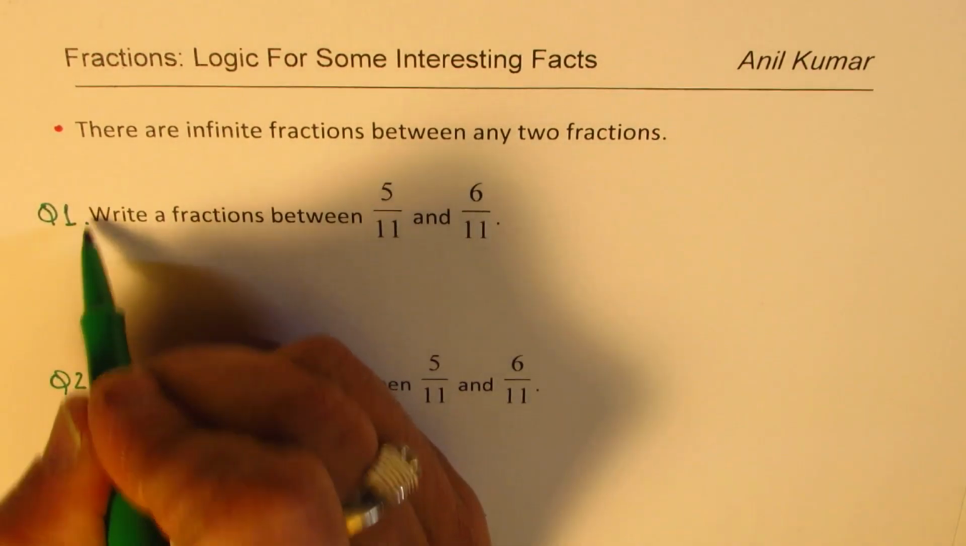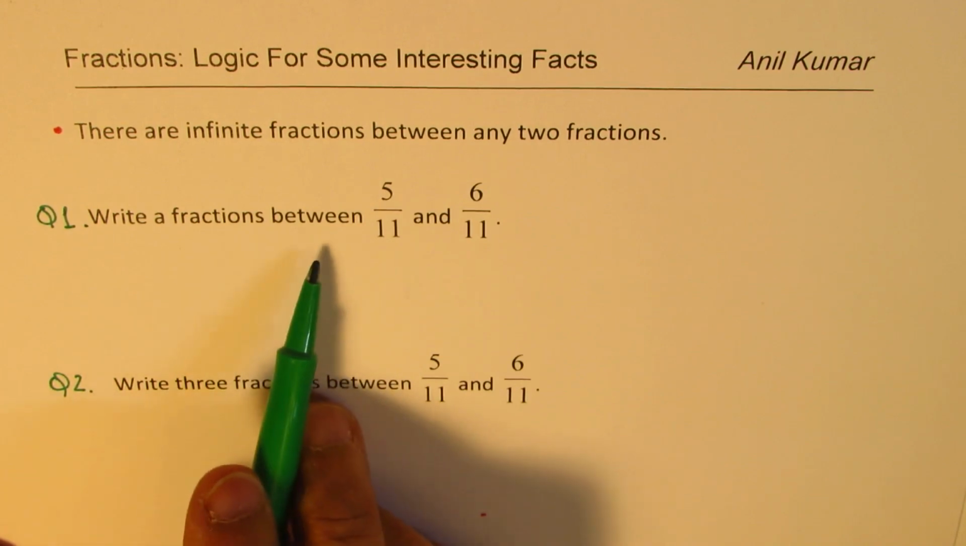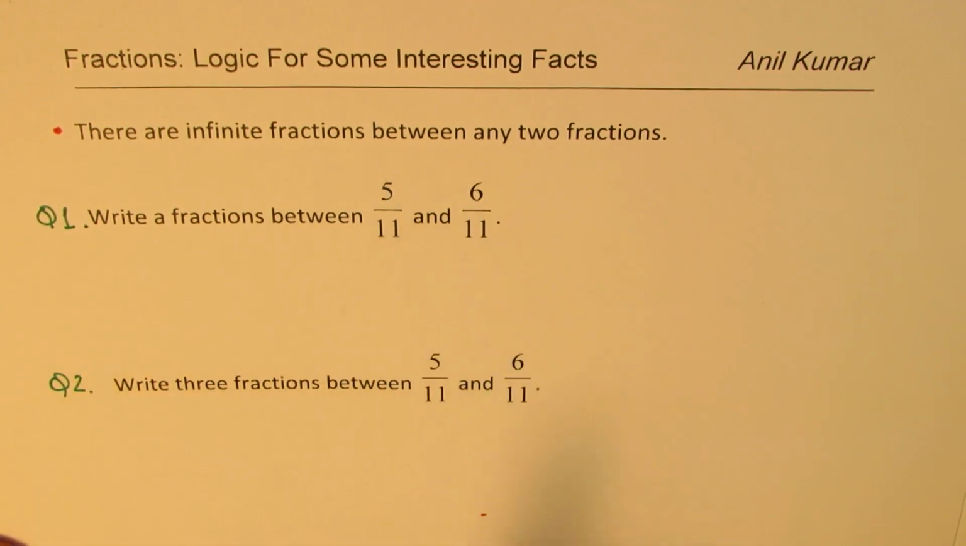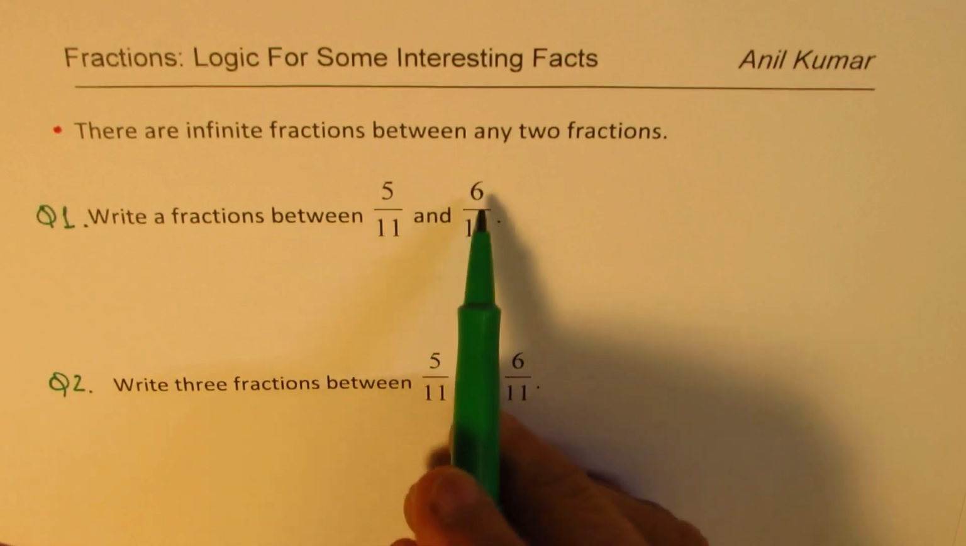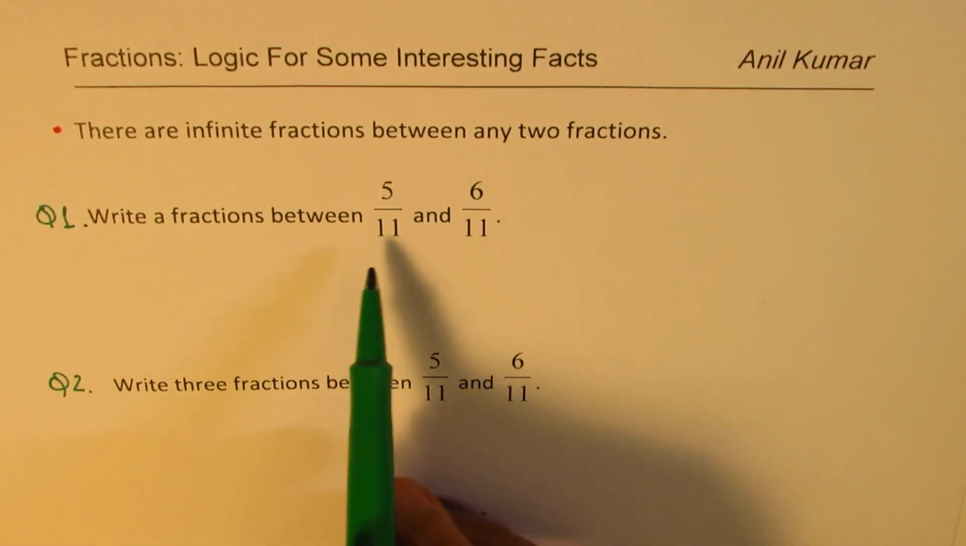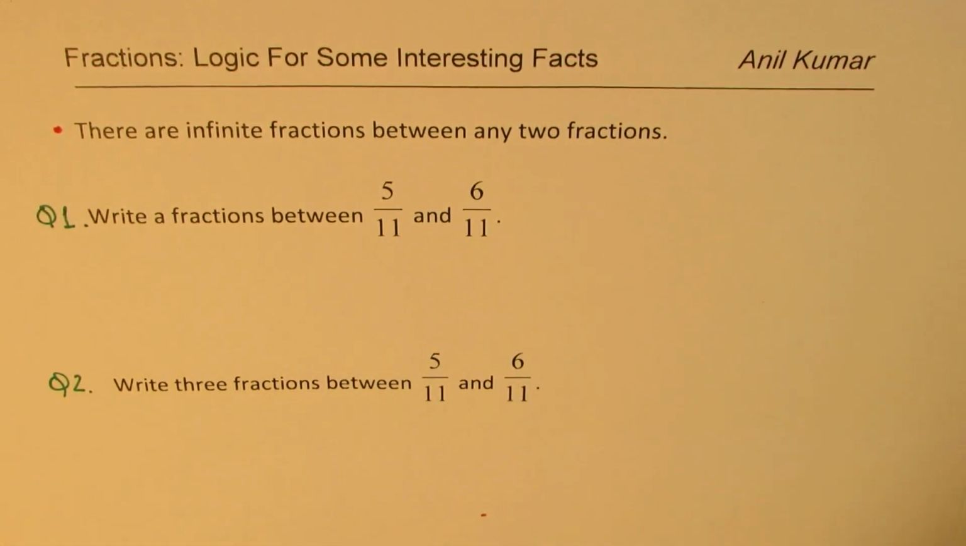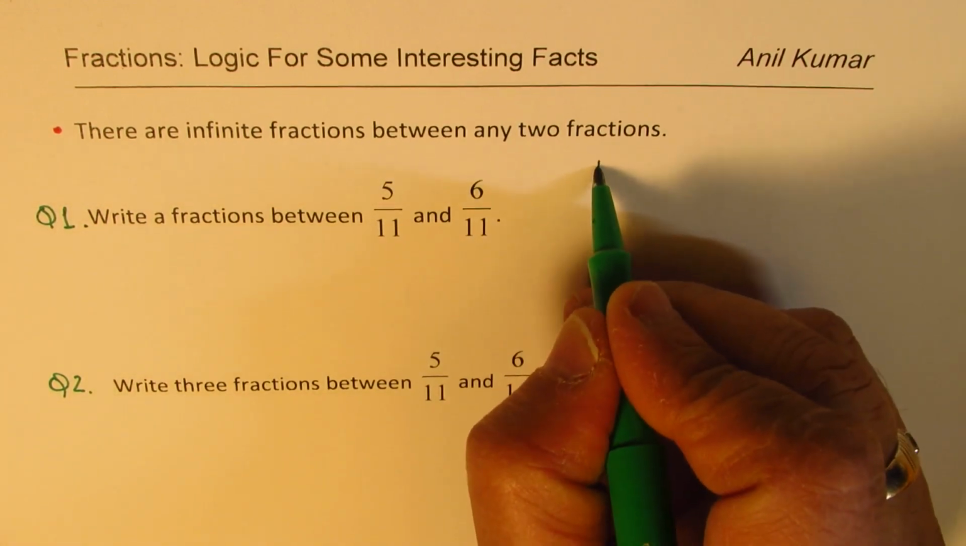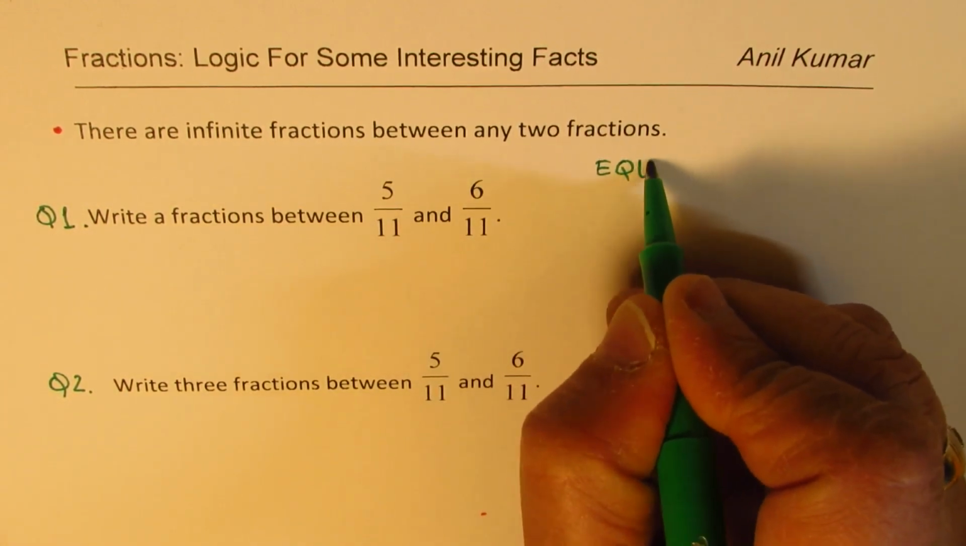Question 1 for you is: write a fraction between 5 over 11 and 6 over 11. Well, think about it. You can pause the video and answer. Now 5 and 6, there is nothing between them. What can I do? Well, from here, we can write equivalent fractions.